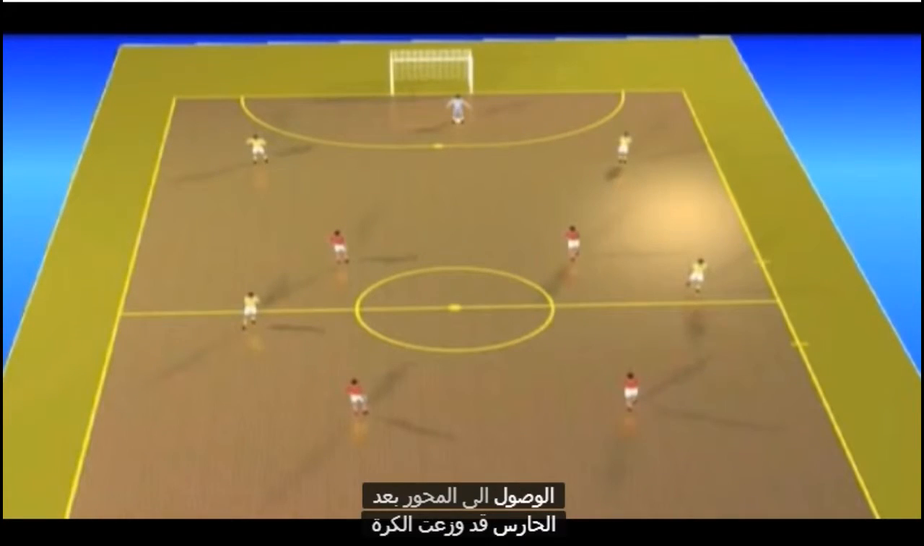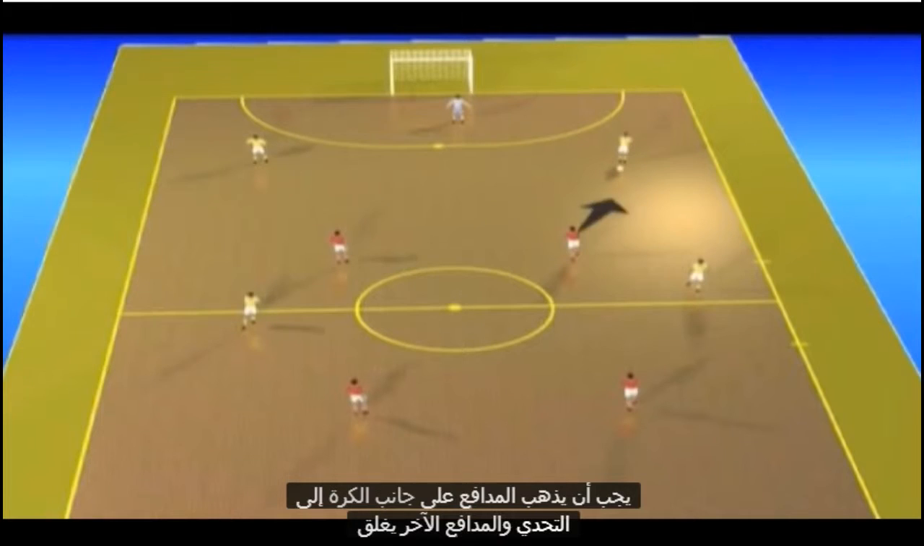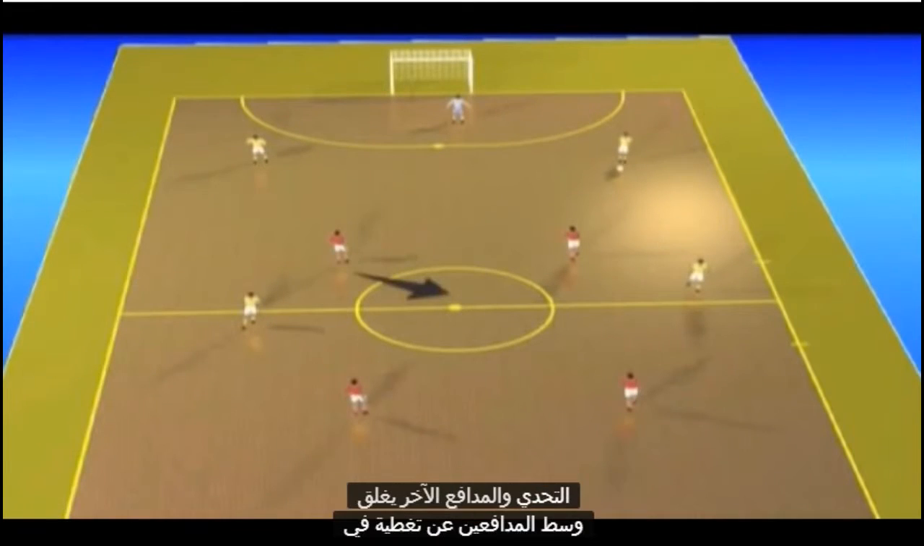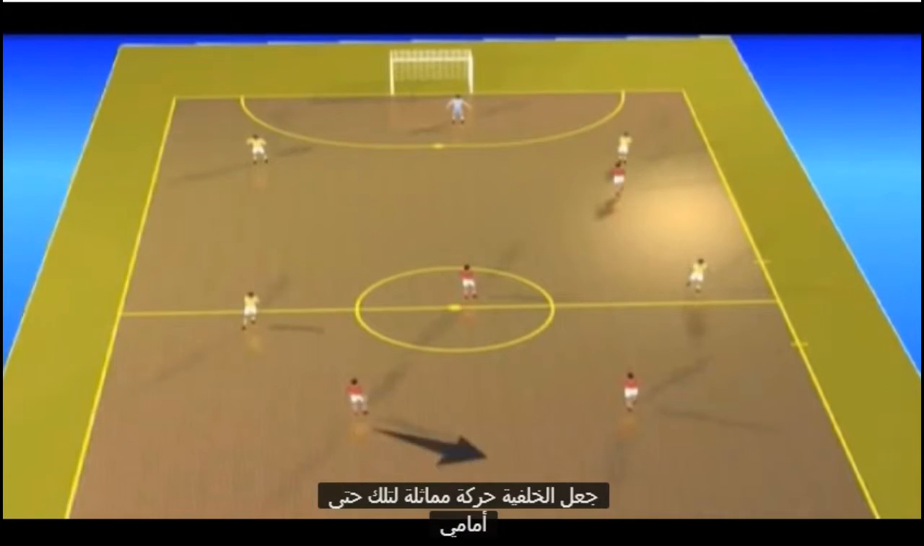After the goalkeeper has distributed the ball, the defender on the ball side should go to challenge, and the other defender closes the middle. The defenders covering at the rear make a similar movement to those up front.